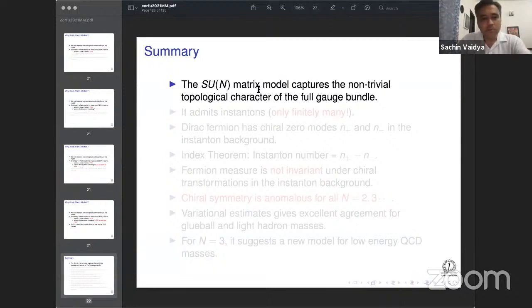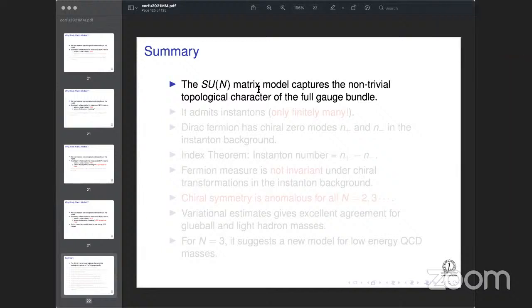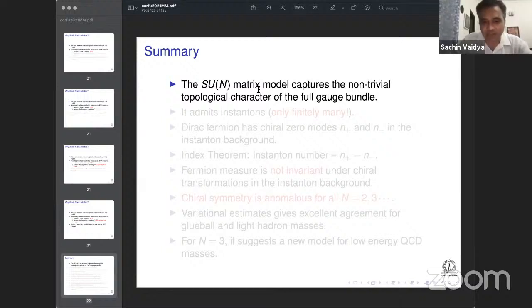So I'd like to summarize my talk here. I don't know how much time I have left. 2 minutes. I have 2 minutes left. Okay, thank you. So this is a good time to summarize, to come to the summary.